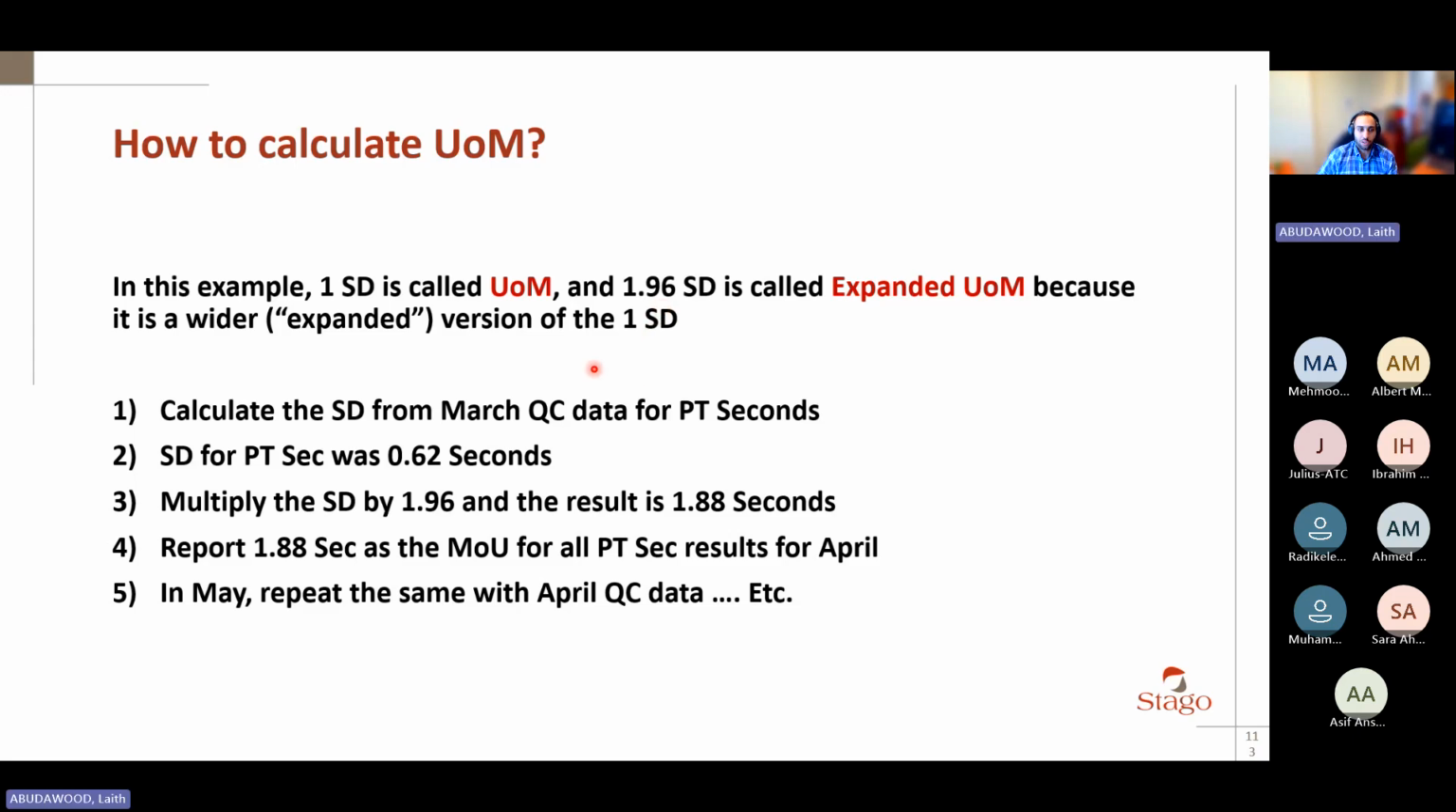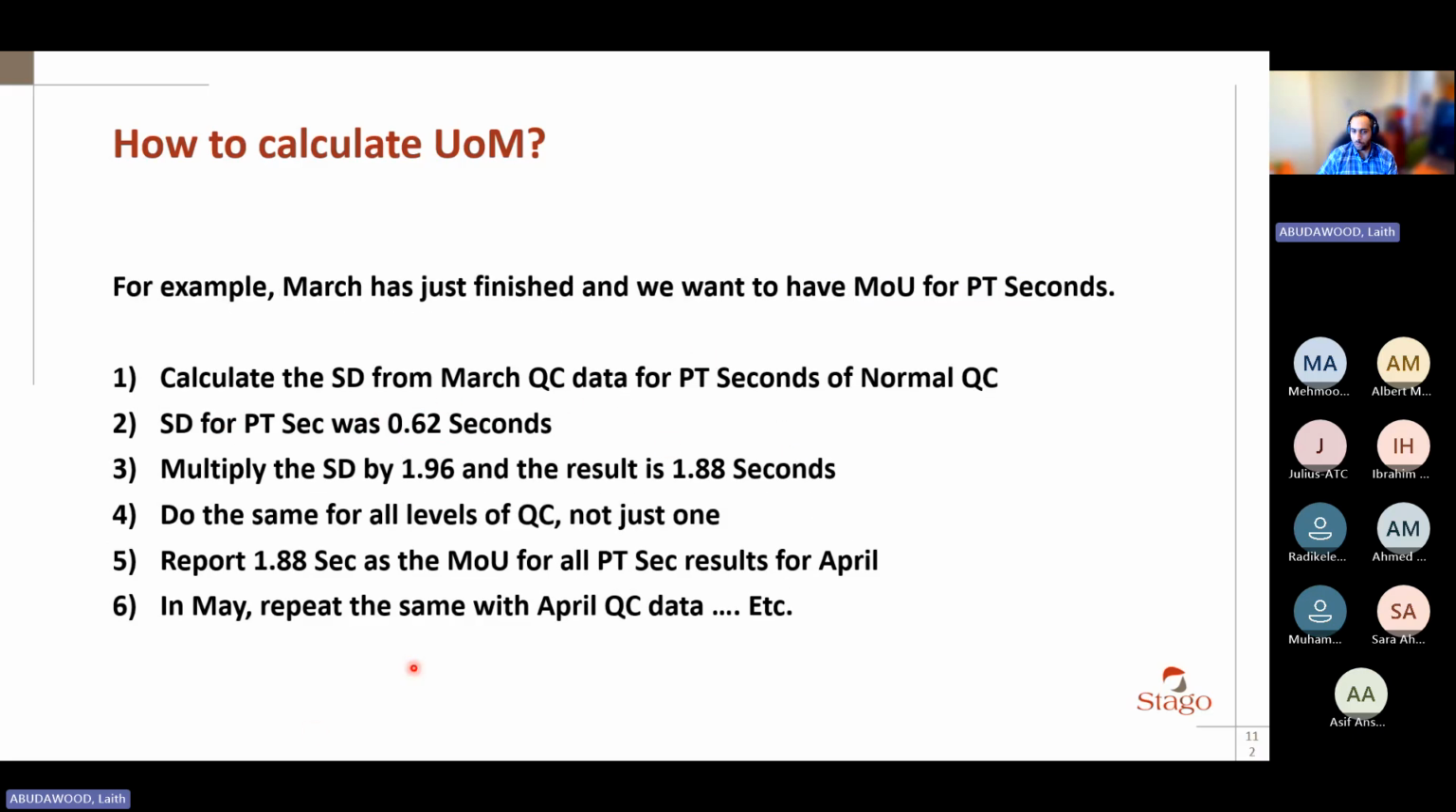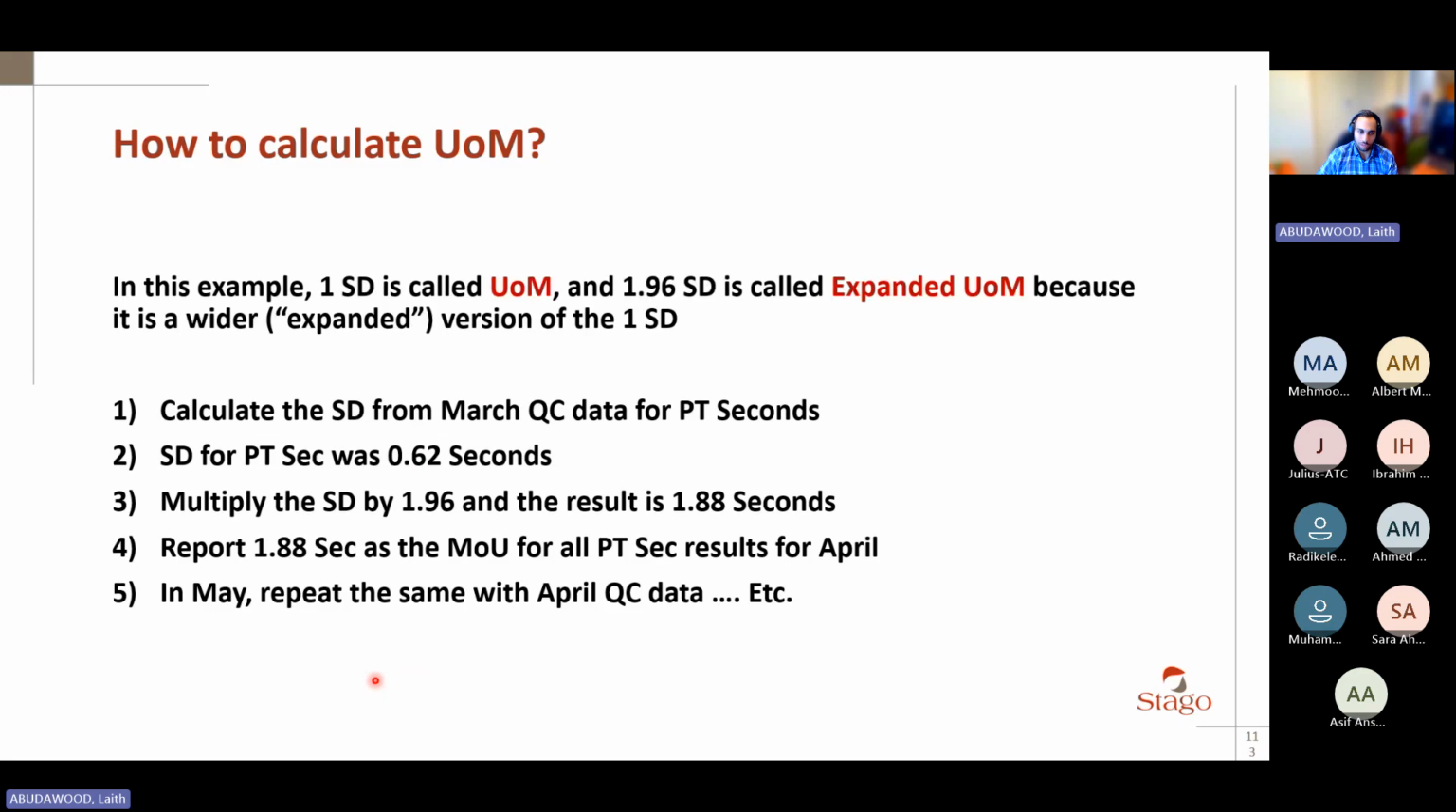So this gives you a small example. We get this standard deviation from March, etc., very similar to this example. You can read it by yourself later on. This is pretty much how labs work with the uncertainty of measurement. It's very simple.